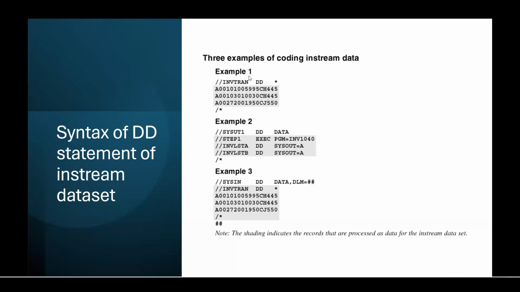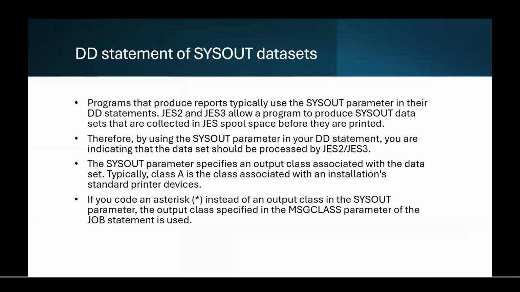So this is all about the three examples that we have for the in-stream data set. Next, we will discuss what a SYSOUT data set is, and how you can code the DD statement of a SYSOUT data set. Programs that produce reports typically use the SYSOUT parameter in their DD statement. JES2 and JES3 allow a program to produce SYSOUT data sets that are allocated in JES pool space before they are printed.